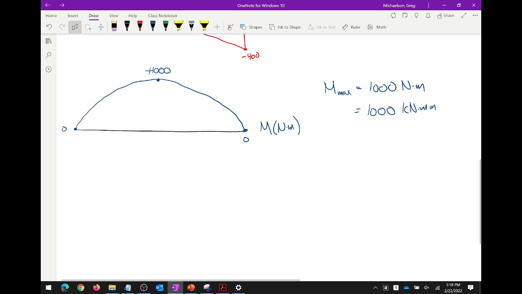So, if sigma equals My over I, maybe we need the moment of inertia. Pop quiz. What's the moment of inertia of a rectangle? See if you remember. How do you compute the moment of inertia of a rectangle? I'll give you a hint. It's BH cubed over something. 12. There you go.